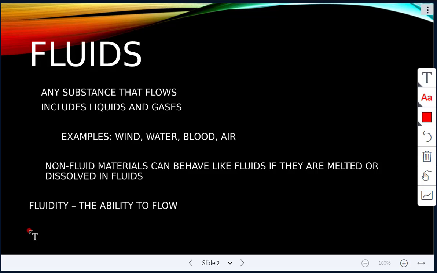What is a fluid? A fluid is any substance that flows, and it includes liquids and gases. So both liquids and gases are able to flow. That is why they are both called fluids. Examples of fluids would include things like wind, water, blood, and air. Non-fluid materials sometimes can behave like fluids if they are melted or dissolved in fluids. And when we talk about fluidity, this is the ability to flow.